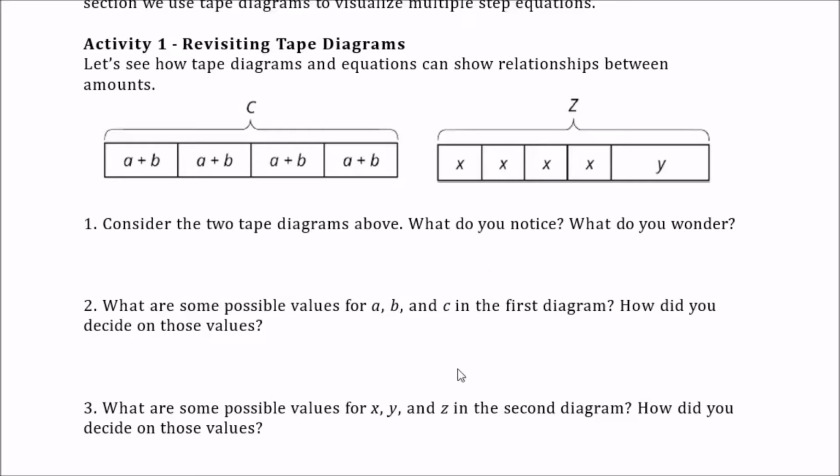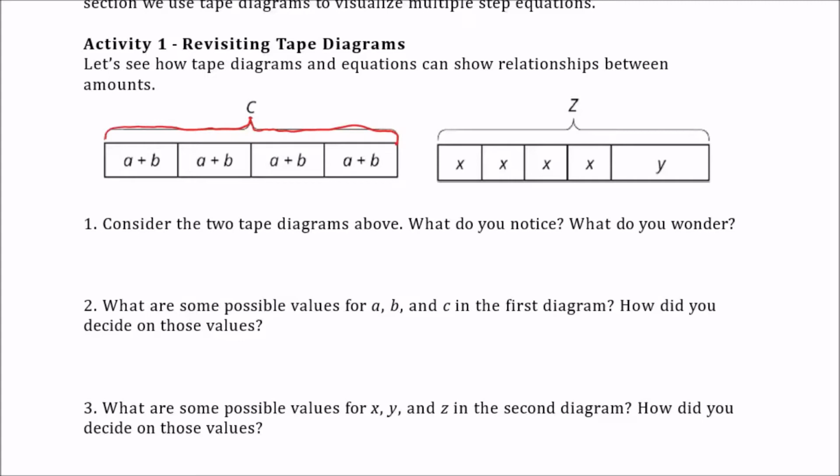All right, let's go to number 2. What are some possible values for a, b, and c in the first diagram, and how did you decide on those values? So let's see, what can we look at in this tape diagram? What relationships do we see? Well, I see this here. I know that c is the sum of each of these blocks, and each of these blocks is a plus b.